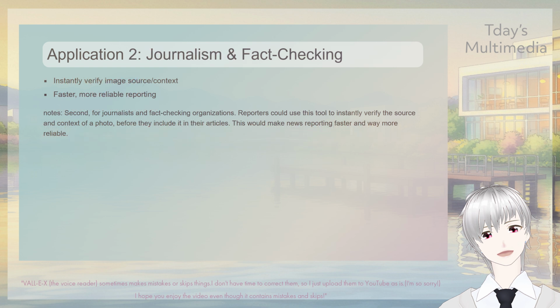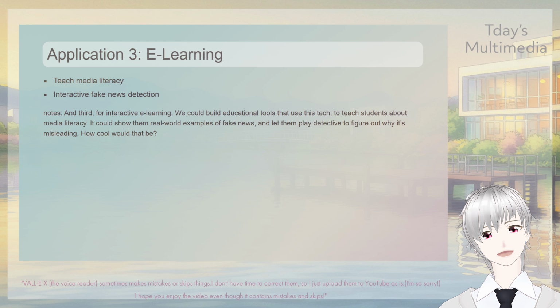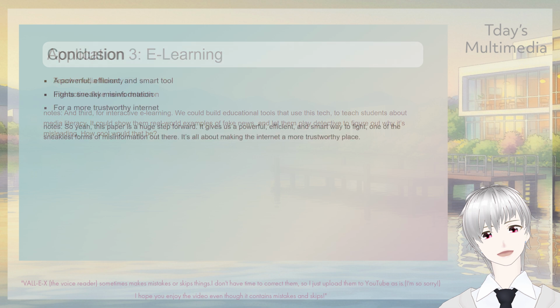Second, for journalists and fact-checking organizations, reporters could use this tool to instantly verify the source and context of a photo before they include it in their articles. This would make news reporting faster and way more reliable. And third, for interactive learning, we could build educational tools that use this tech to teach students about media literacy. It could show them examples of fake news and let them play detective to figure out why it's misleading. How cool would that be?